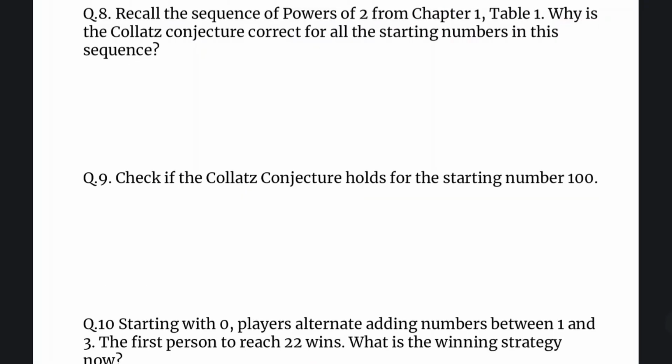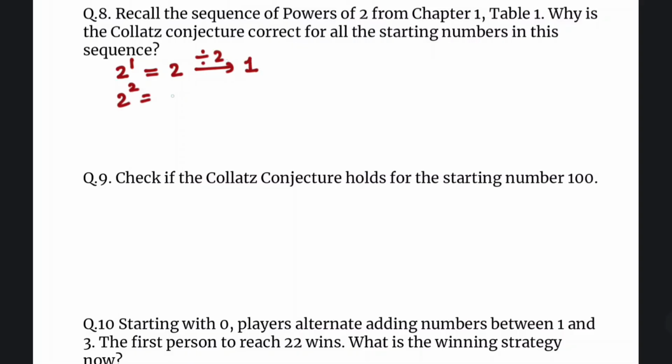Recall the sequence of powers of 2 from chapter 1, table 1. Why is Collatz's conjecture correct for all starting numbers in this sequence? Let us take 2 raised to power 1. So 2 raised to power 1 is equal to 2. 2 is an even number, divided by 2, we are getting 1.